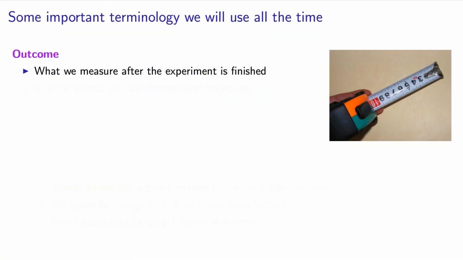Every experiment you run will always have an outcome. An outcome is what will happen as a result of the experiment. It is what we are interested in improving. That's the subject of this course, Experimentation for Improvement, so we need to have something to improve, called the outcome.